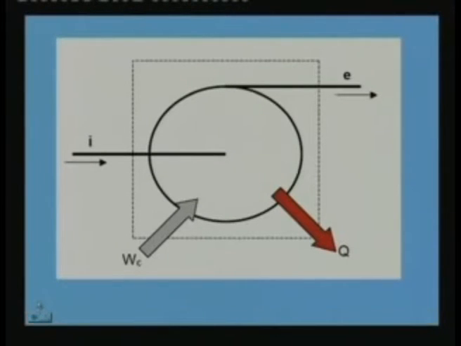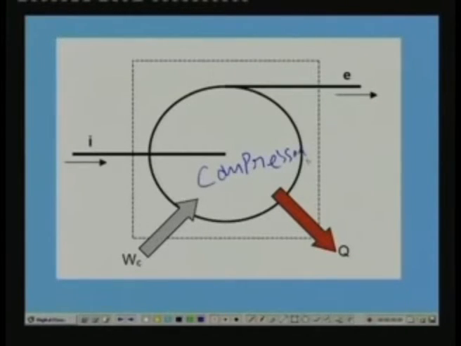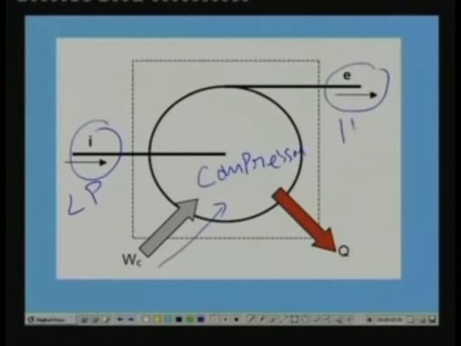Let us say that this is the compressor. Low pressure refrigerant at condition i enters this compressor at a steady rate, and work of compression is supplied to the compressor, as a result of which the refrigerant gets compressed and comes out as a high pressure vapor. Here e stands for the exit, that is high pressure vapor, and i stands for the inlet, that is low pressure refrigerant vapor. Depending upon the design and operation, there can be some heat transfer from the compressor to the surroundings.